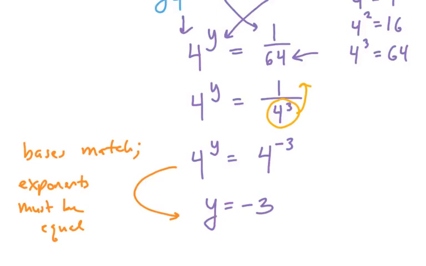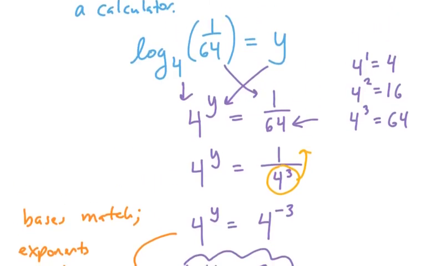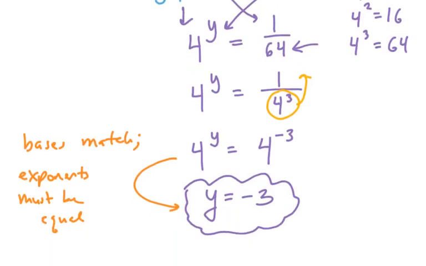So our solution here without a calculator is that the statement log base 4 of 1 over 64 will equal negative 3. Cool. So that's a little bit about logarithms. I think this should be a good intro, and we'll dive into graphing in the next video.